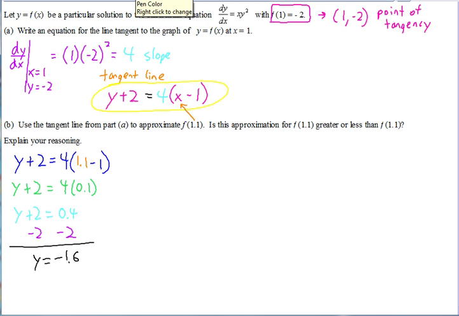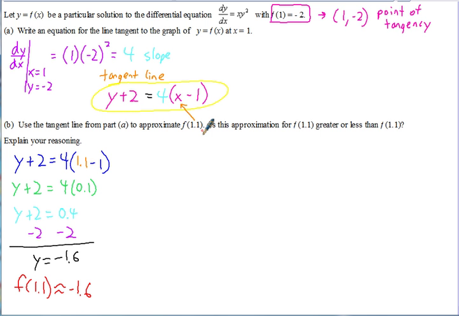So our approximation here, f of 1.1 is approximately equal to -1.6. So again, this is the exact point of the tangent line, which is an approximation for where the function is at. Because remember, this is local, right? 1.1 is close to 1, so the tangent line should give us a decent approximation there.